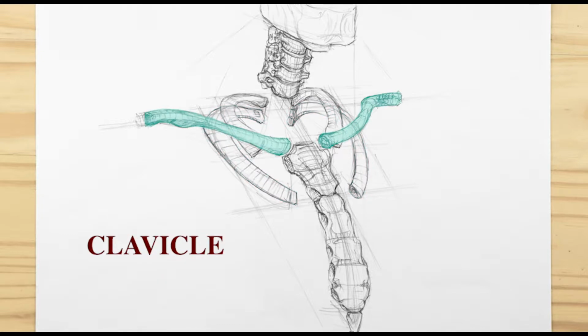Clavicle. Then we have the clavicle, which is a long and curved bone. The sternum. The sternum is located in the midline of the anterior thoracic cage. It runs inferiorly and slightly anterior along the vertical length of the thoracic cage.